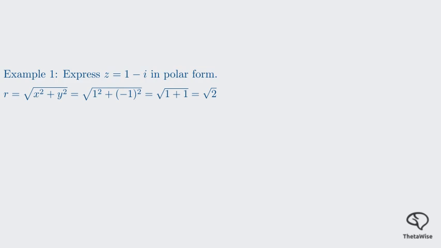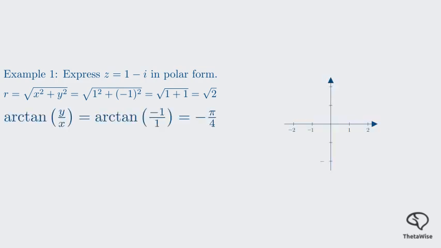A common mistake is to just use arctan of y over x. Arctan of -1 over 1 is negative pi over 4. However, it's safer to visualize the number on the complex plane. 1 minus i is in the fourth quadrant. The angle negative pi over 4 correctly points to that quadrant. Always check your quadrant. Theta must match the location of z in the complex plane.